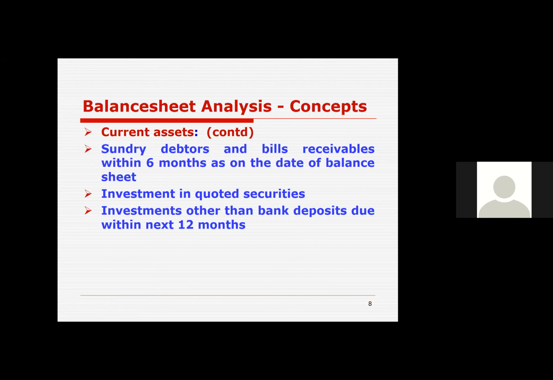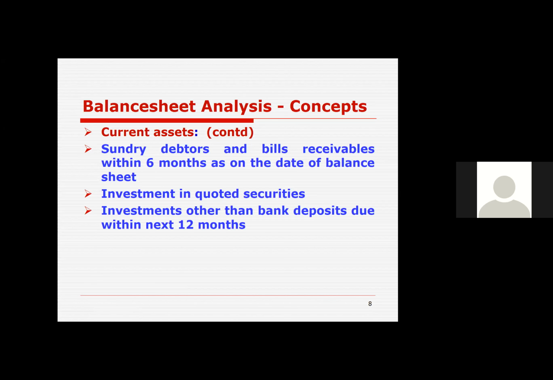For example, he has invested in Muthoot Finance. Ten years back he invested, but within the next 12 months it is due and going to mature, so you can take it as current. In the case of a bank deposit, even though the period is 10 years, you can take it under current assets as long as the deposit is not encumbered. Okay, friends, these are all the current assets in the balance sheet.